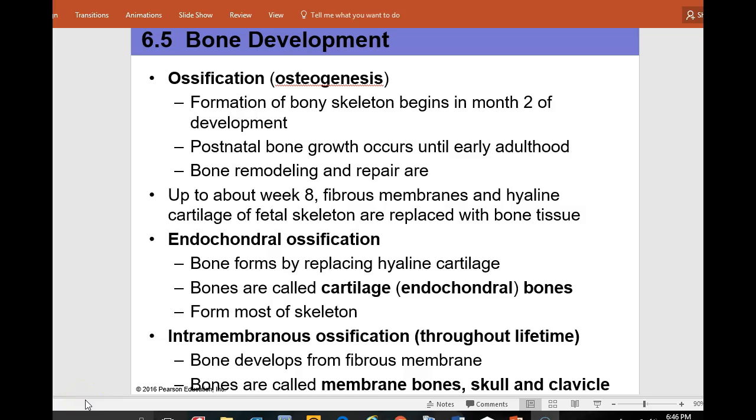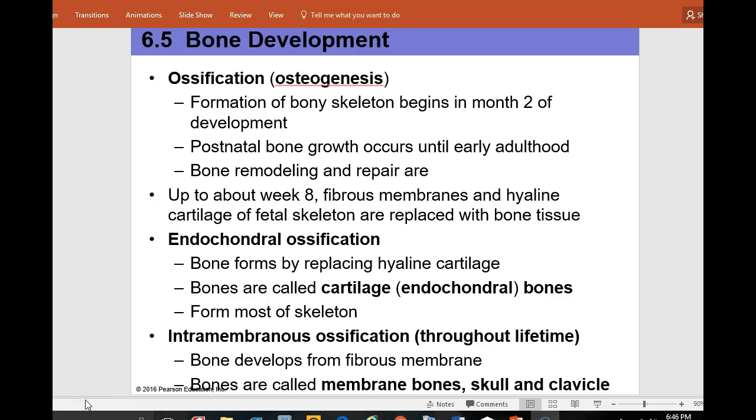So we just finished talking about endochondral ossification, which would apply to all of the long bones, short bones, some of the irregular bones, sesamoid bones. And now we're going to turn to intramembranous ossification. And this is the kind that we're going to use throughout the lifetime.